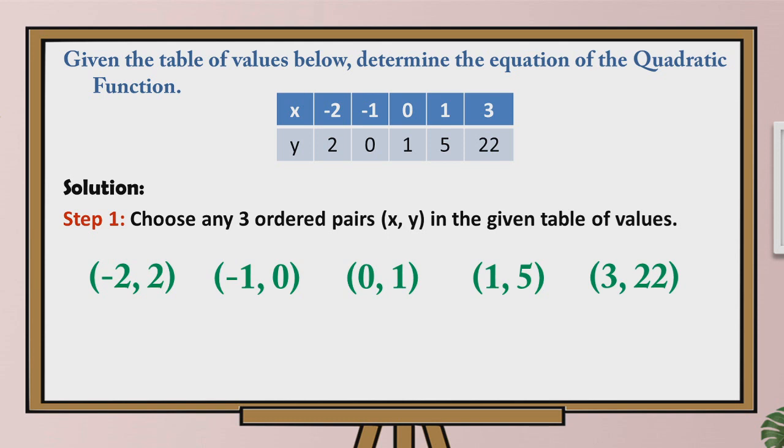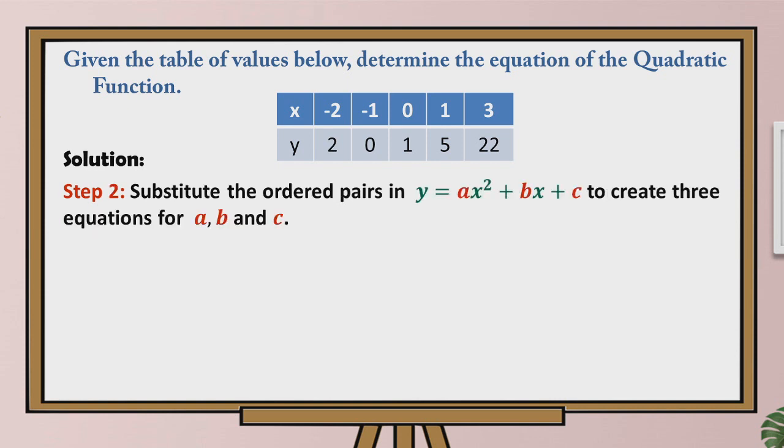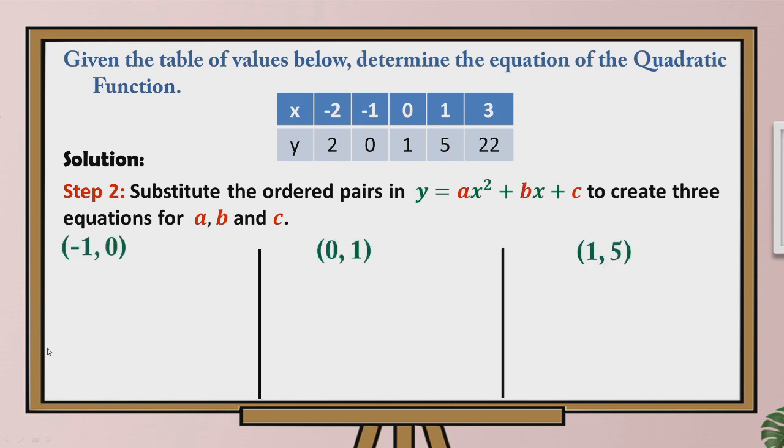Now, in this case, we will be choosing the three ordered pairs with lesser values, and those are (negative 1, 0), (0, 1), and (1, 5). And now step 2 is to substitute these ordered pairs into our general form to create our equations for a, b, and c. Starting with (negative 1, 0), 0 will replace y and negative 1 will replace x. So here we have the resulting equation. And then we also have negative 1 squared.